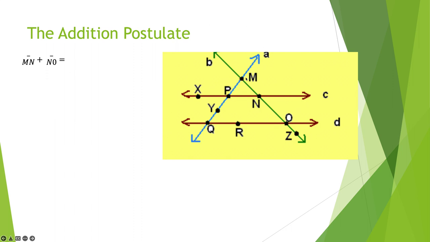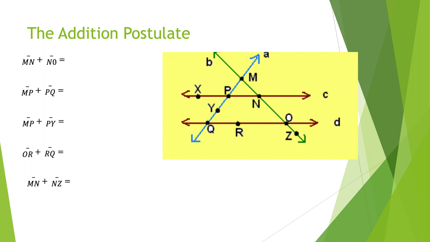In this case, if I say MN plus NO, what do I get? I get MO. If I say MP plus PQ, what do I get? If I say MP plus PY, what do I get? If I say OR plus RQ, what do I get? And lastly, if I say MN plus NZ, what do I get?